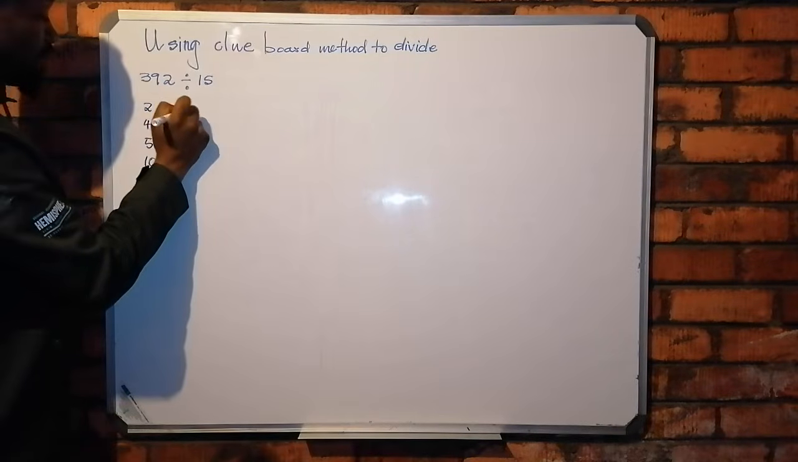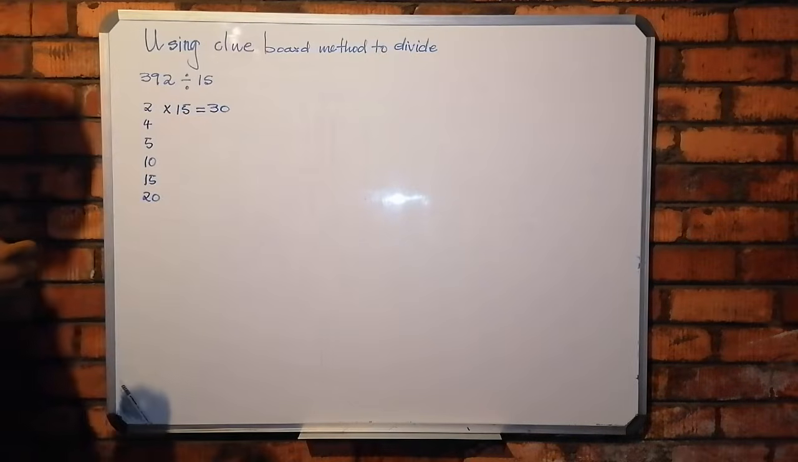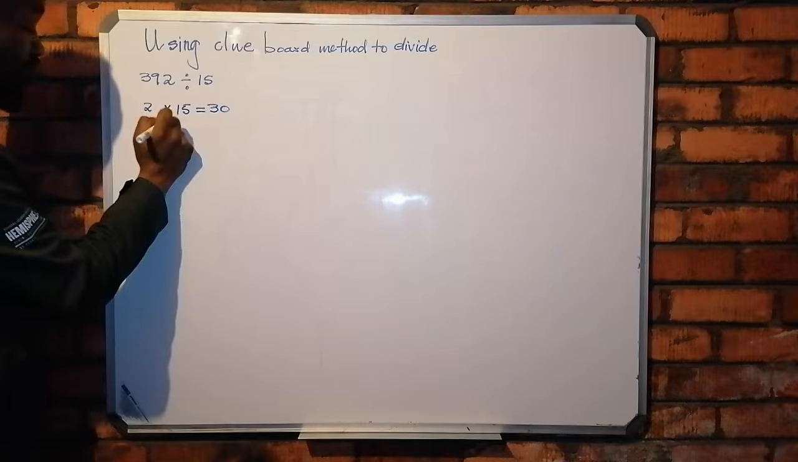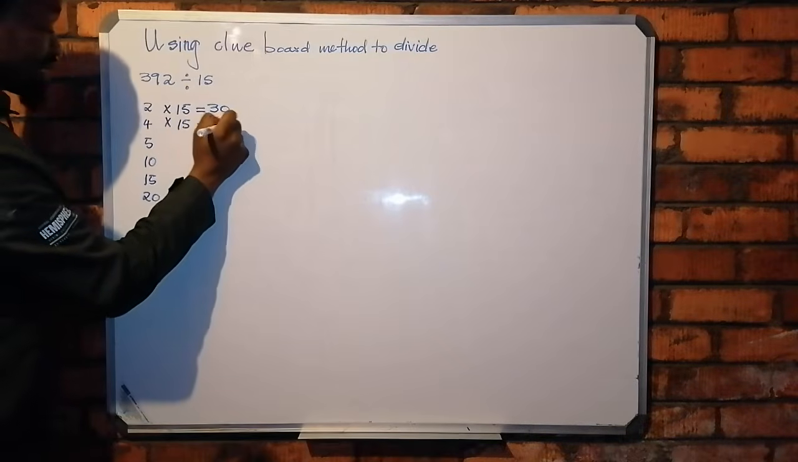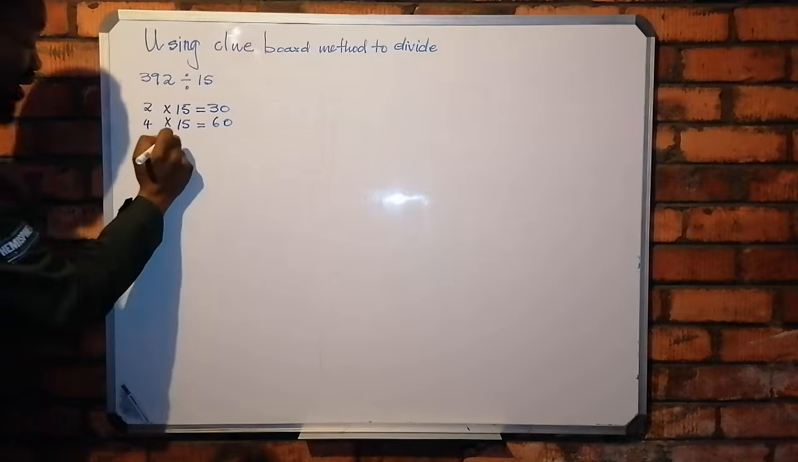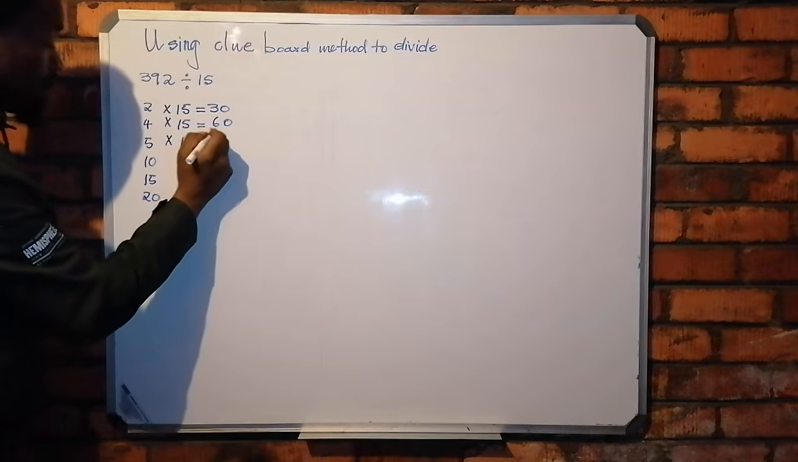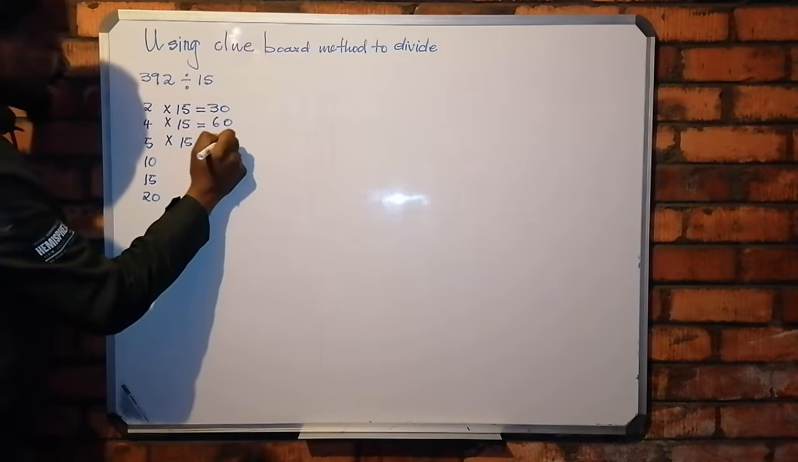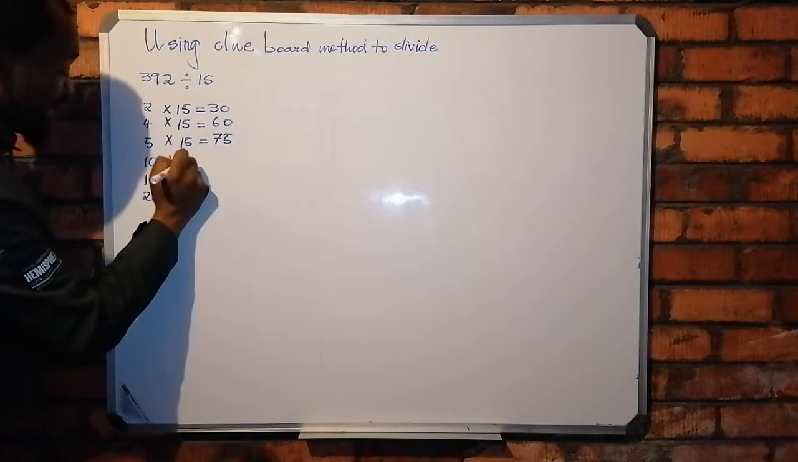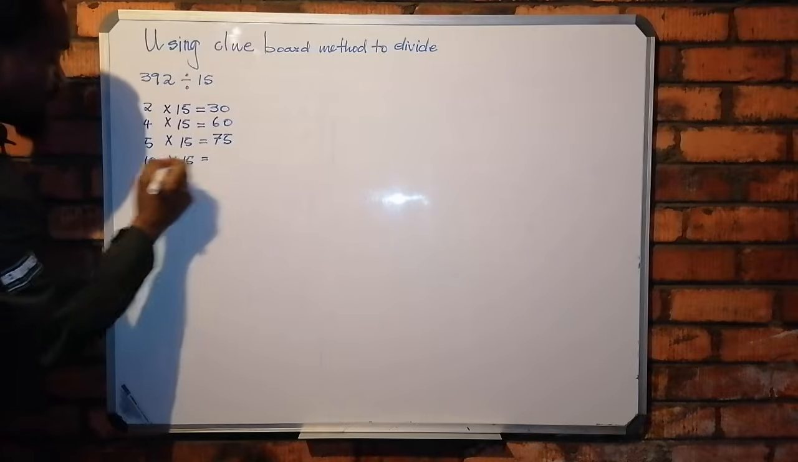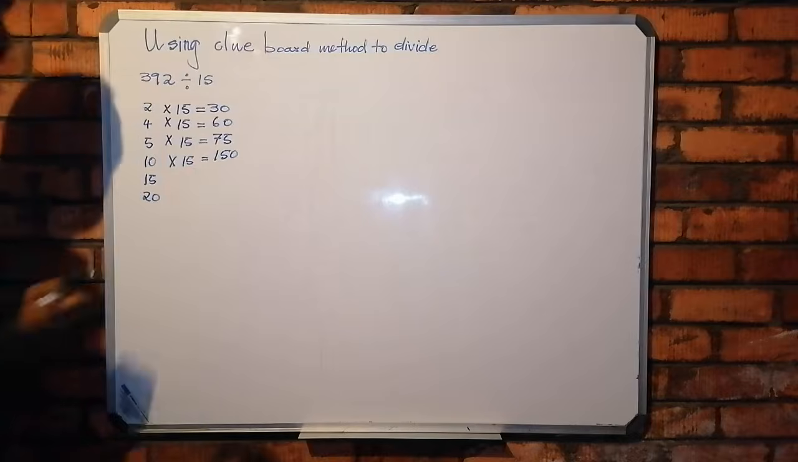You see, 2 times 15. 2 15s will give us 30. 4 times 15 will give us 60. 5 times 15 will give us 75. Then 10 times 15 will give us 150.